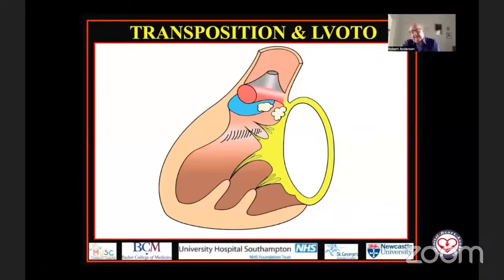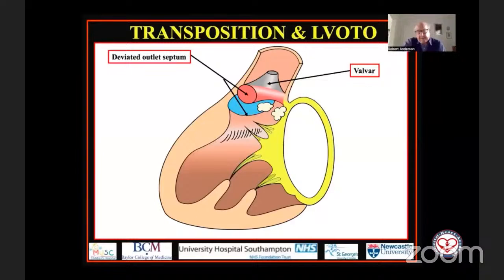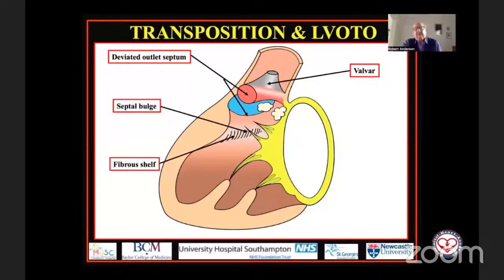So then, the next feature, obstruction of the left ventricular outflow tract. Now that can be valvar. Have valvar obstruction, be the septum intact or deficient. But a particularly important feature in the setting of a ventricular septal defect is caudal deviation of the muscular outlet septum. There can also be bulging of the ventricular septum, and that can be made much worse by the presence of a fibrous shelf. And very shortly, Diane will illustrate to you fibrous shelf.